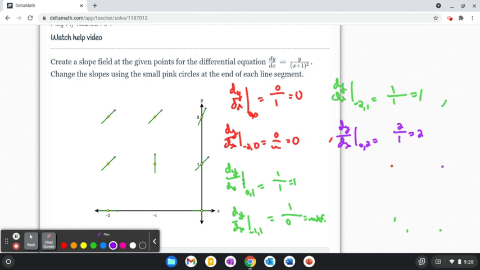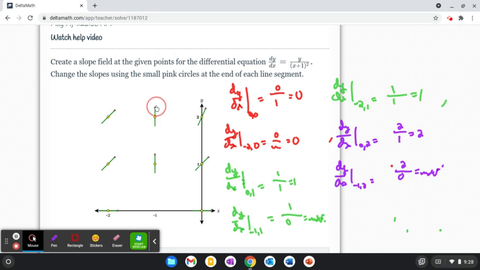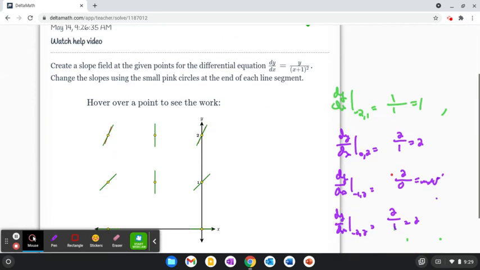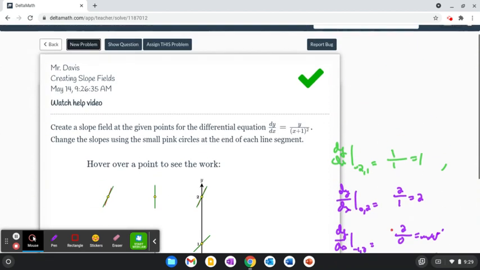All right, and then I've got dy dx evaluated at negative 1 comma 2. So that's going to be 2 over 0, so that's undefined. That one's going to be straight up. And last but not least, dy dx at negative 2 comma 2. So I get 2 over 1, so that'd be 2. So I need to make that one a little bit steeper. All right, and let's go ahead and submit. Boom, there we did. That one was pretty good. Got them all right. Very good.